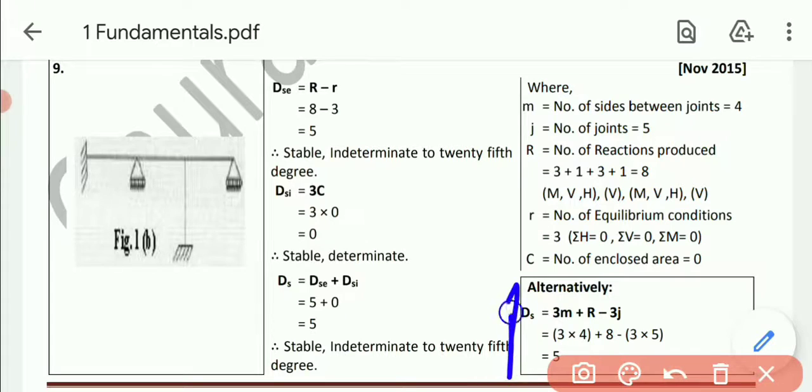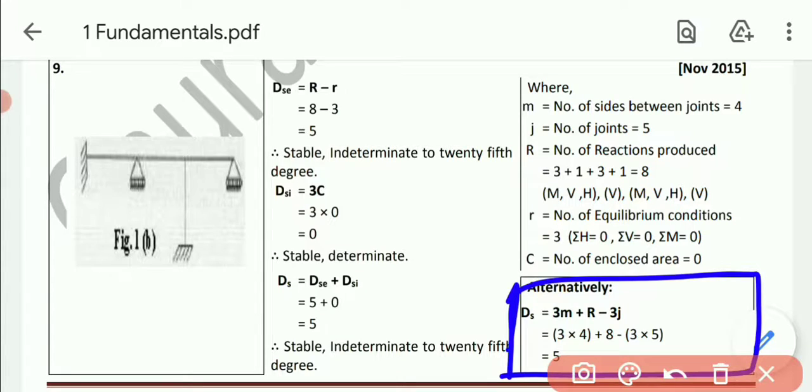Now let's put the values in this formula: 3m plus r minus 3j. See, in this one J dash and RR are not there because there is no pin joint. You need to use those formulas in terms of RR and J dash only when there are pin joints given to you in the data. Right now pin joints are not there, so we will use the normal formula.